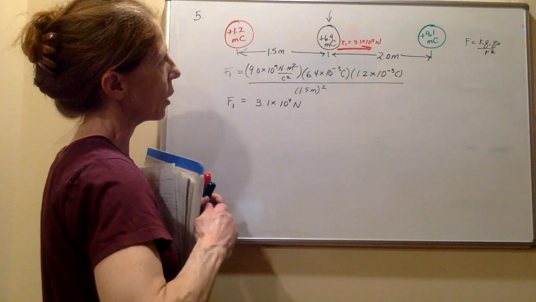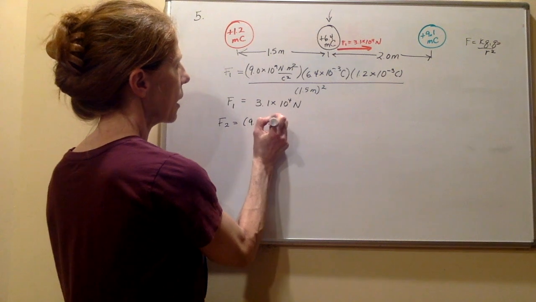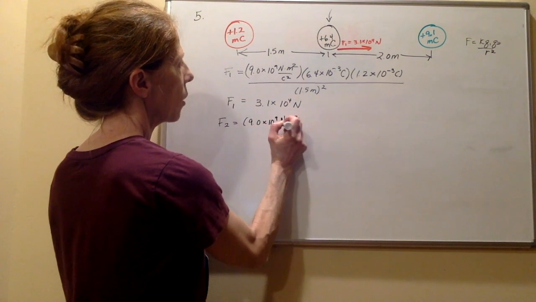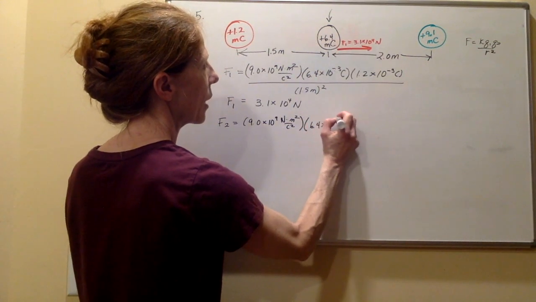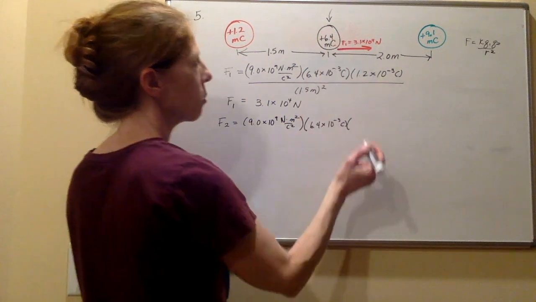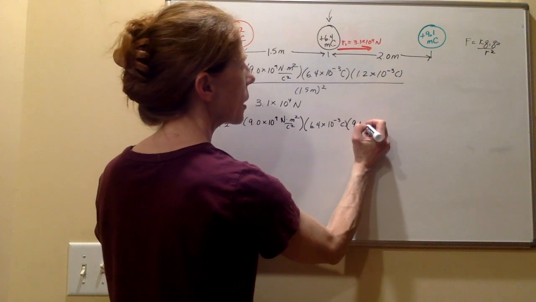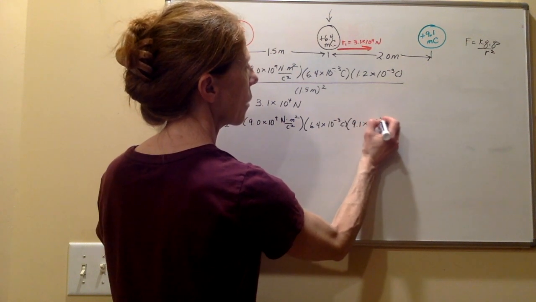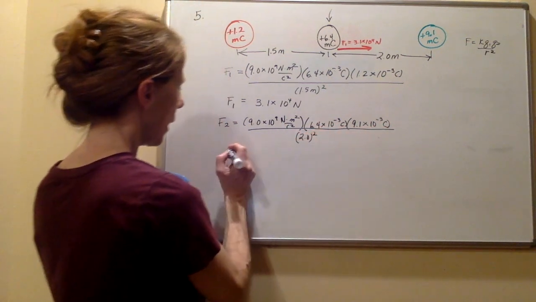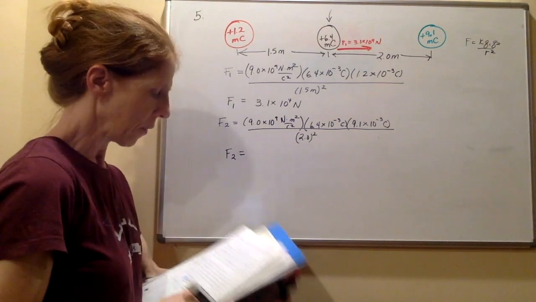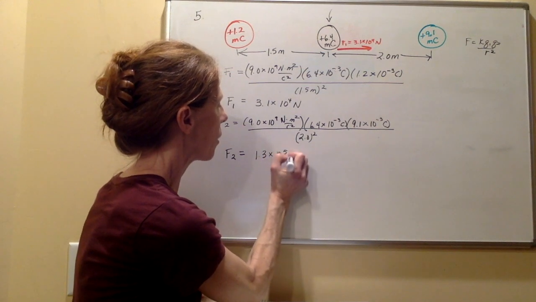To do that, you use the same exact equation with different numbers. F2 equals 9.0 times 10 to the 9th newton meters squared per coulomb squared, times my charges: again the same charge, 6.4 times 10 to the negative sixth coulombs. I'm just converting from microcoulombs to coulombs. Then 9.1 microcoulombs is my other charge, times 10 to the negative sixth coulombs. The whole thing is over 2.0 squared. Again I've got two significant figures, so my answer is 1.3 times 10 to the 5th newtons.